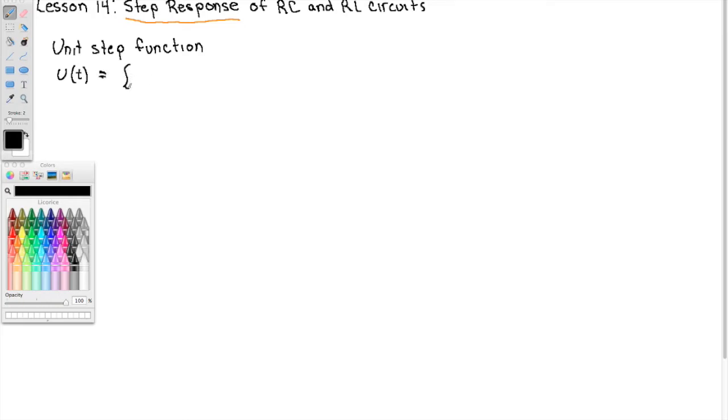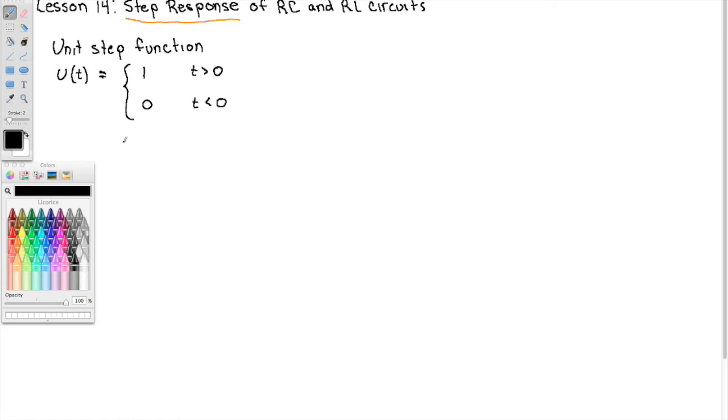All right, so the unit step is defined, well, it actually depends on the reference. But your book defines the unit step as 1 when time is greater than 0 and 0 when time is less than 0. All right, so think about that for a second. Does something stand out to you at all about this definition?